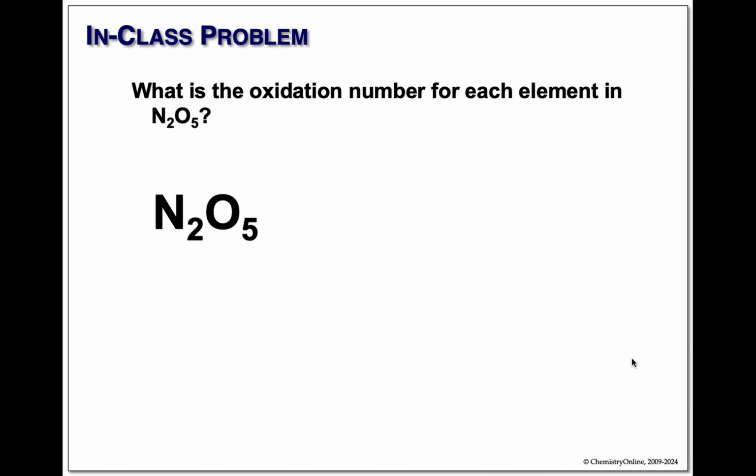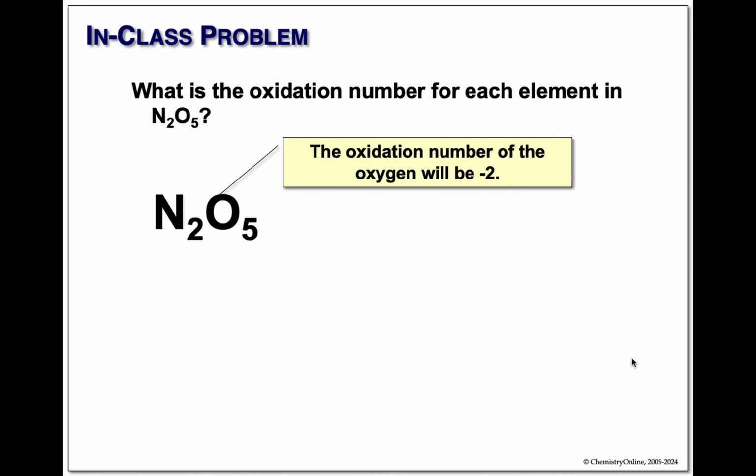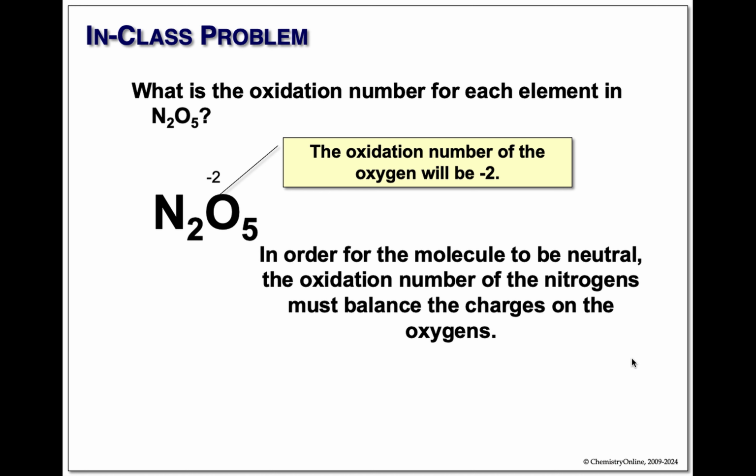Ox numbers for N2O5. Simple. Oxygen will be -2, right? We have 10 negatives. Nitrogen must be +5.